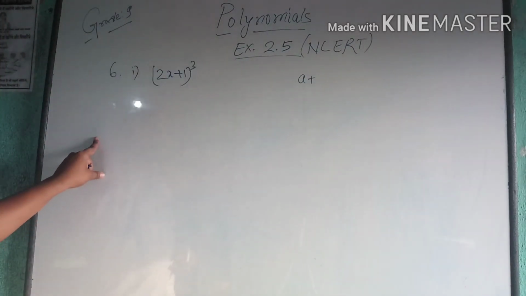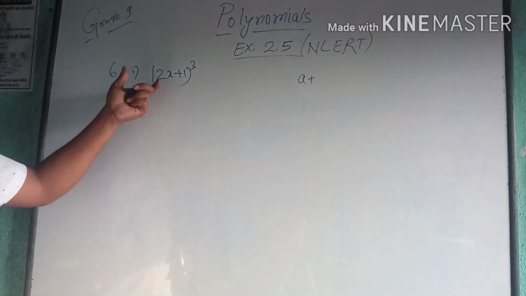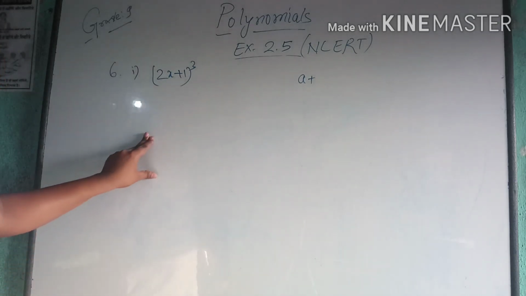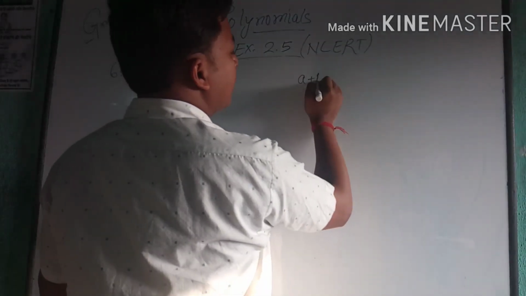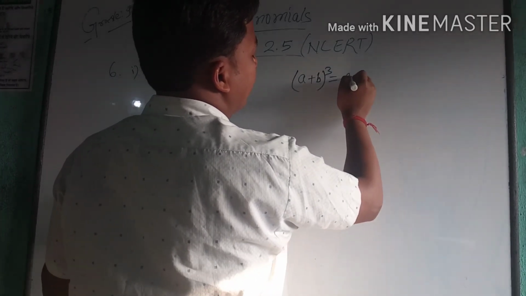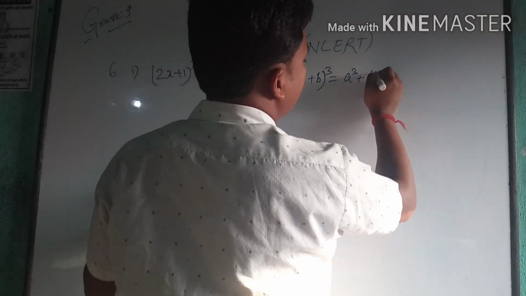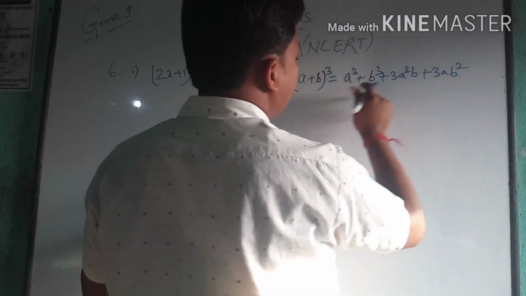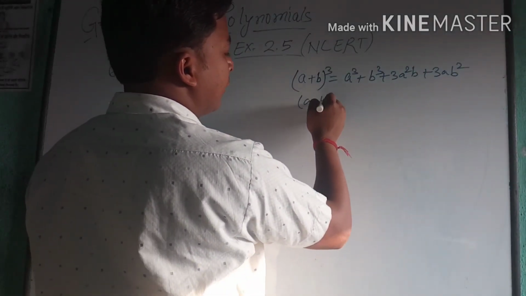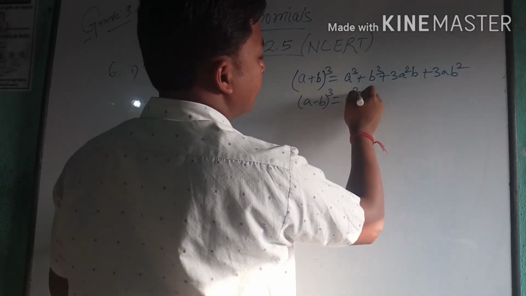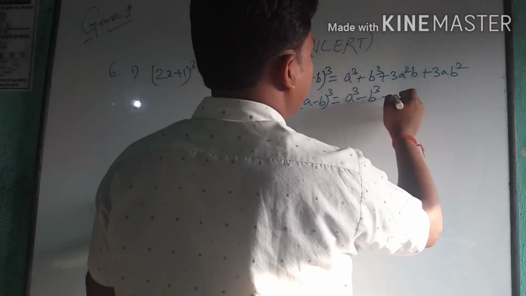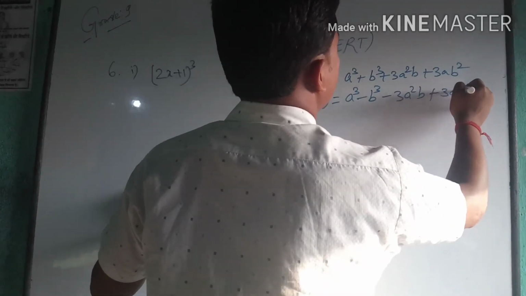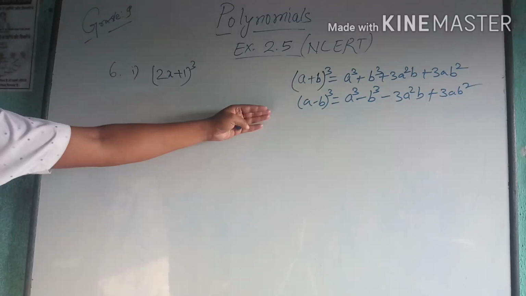Now we have question number 6, in which we have to expand, and part 1 is 2x plus 1 whole cube. Till now we have learnt about a plus b whole square, but in this question we have a plus b whole cube. This is equal to a cube plus b cube plus 3a square b plus 3ab square. And if in place of positive it is negative, a minus b whole cube, then the formula is a cube minus b cube minus 3a square b plus 3ab square. So we have to simply put that value here.